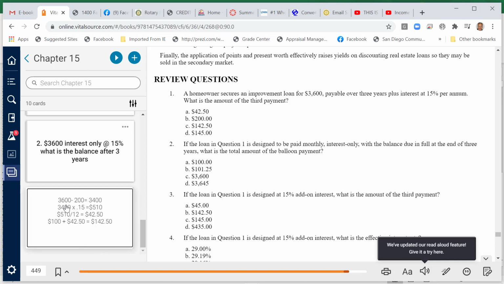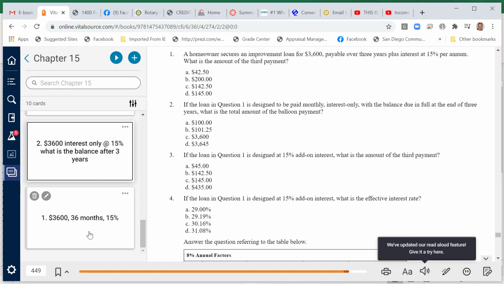So let's look down here at our key. So 3,600, you've paid $200 for the first 2 months. That leaves $3,400 that you're going to pay your interest on for the third month. So 3,400 times 15 is 510. 510 divided by 12, because we're just going to make one payment, is $42.50. So if I take my $100 principal I'm paying plus my interest for the third month, the answer is $142.50 for the third month, principal and interest.